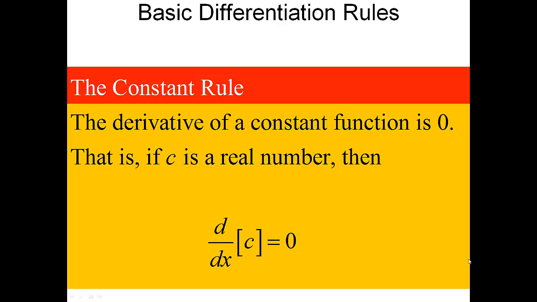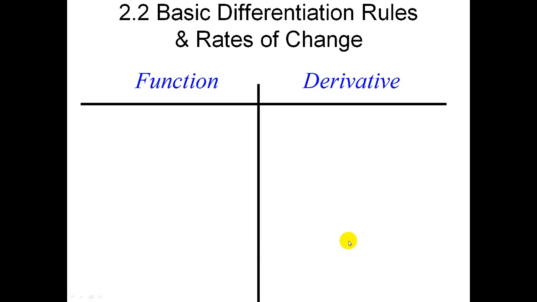We'll start with the constant rule. What you're going to find is that the derivative of a constant function, any constant function, is 0. If c is any real number, then the derivative of c with respect to x is 0. And that's because this function is a horizontal line, and a horizontal line has a slope of 0, always.